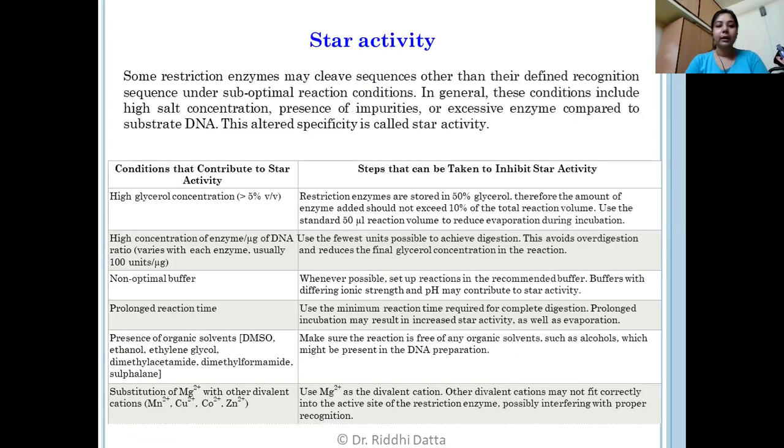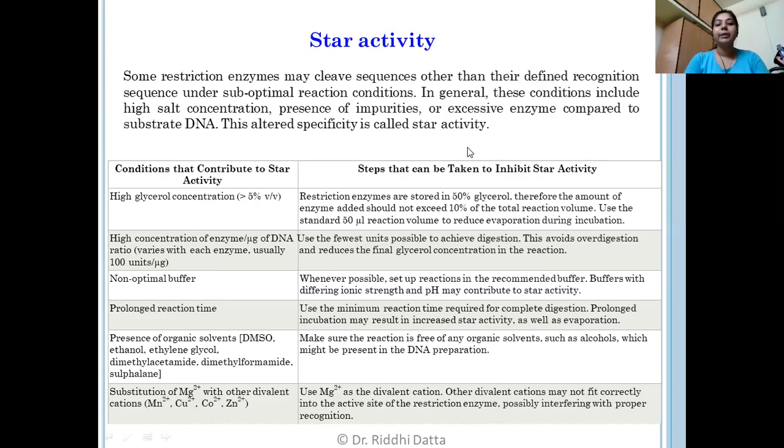Okay. The next thing is star activity. Now, in all molecular biology labs, this is one of the most problematic phenomena that we face during digestion reactions. So what is star activity? Star activity is basically the non-site specific cleavage by the restriction enzymes. So this is a phenomenon that leads to non-specific digestion by restriction enzymes.